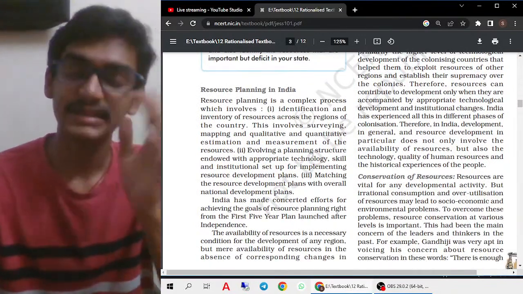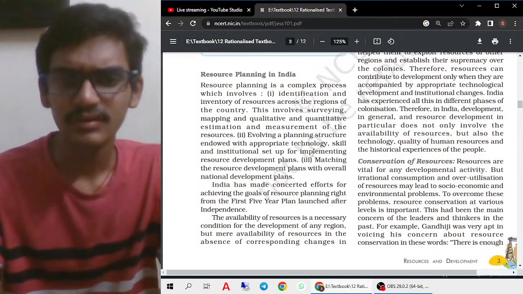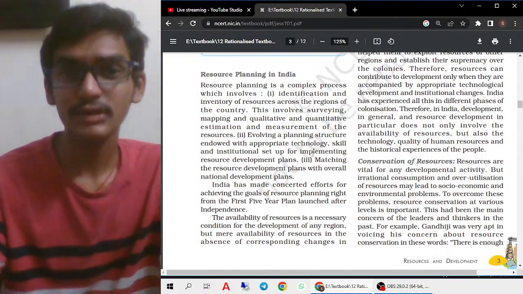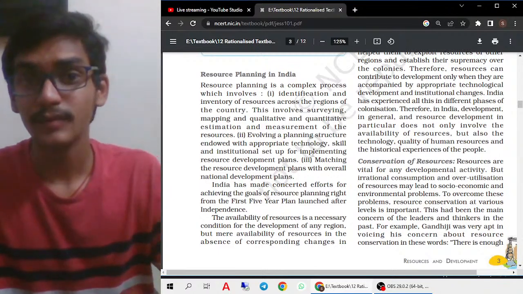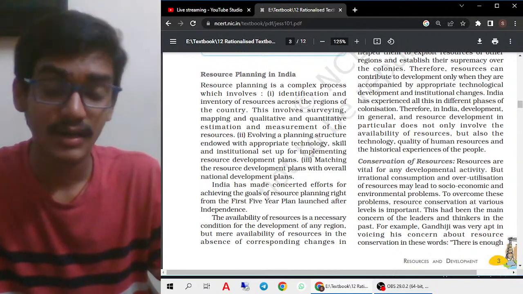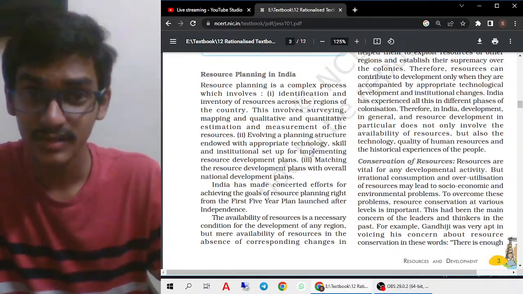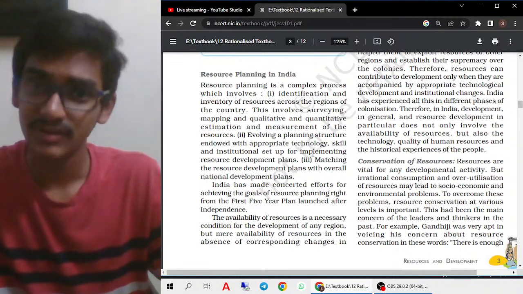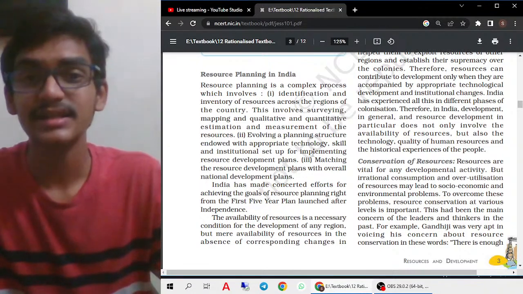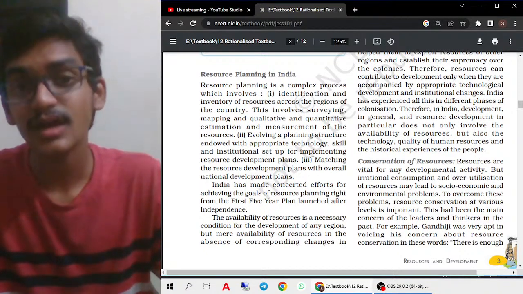Then what is the conservation of the resources? As you all know, resources are very important. So resource conservation is also very important, in terms of environmental as well as economic development. Also, conservation of resources is very important, because resources will help in economic development, and resources will also help in solving environmental problems.